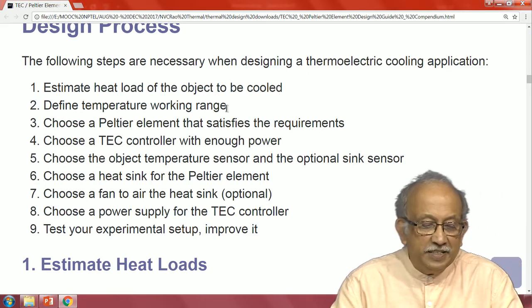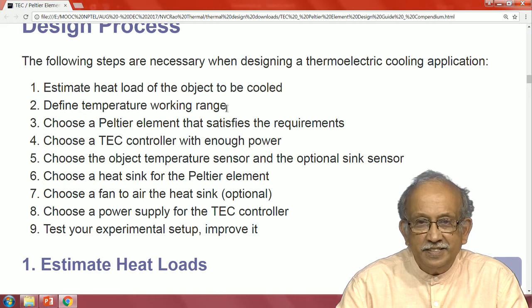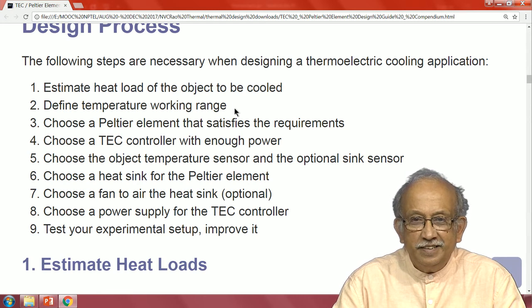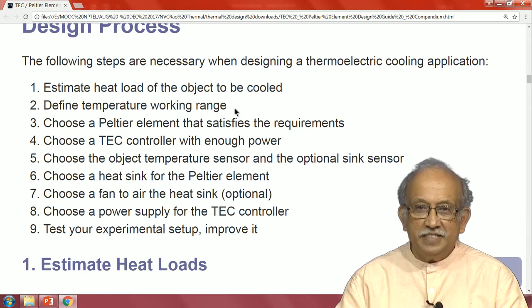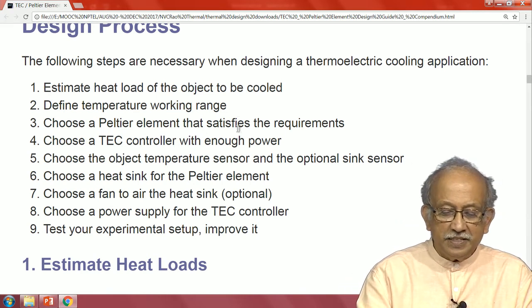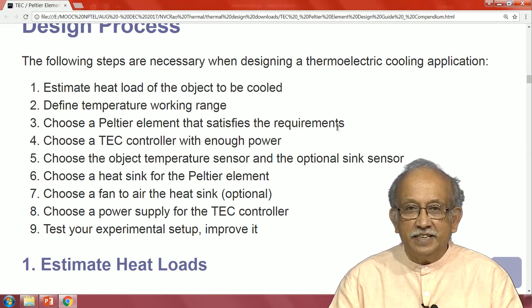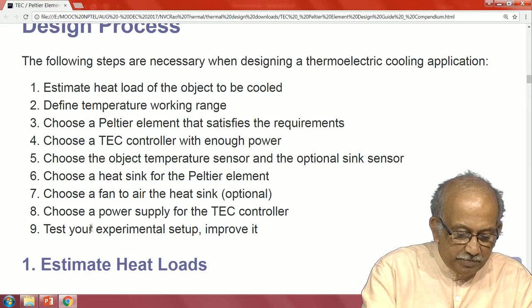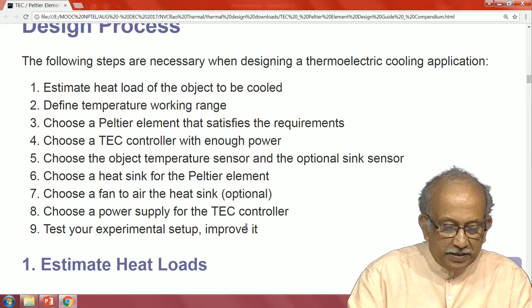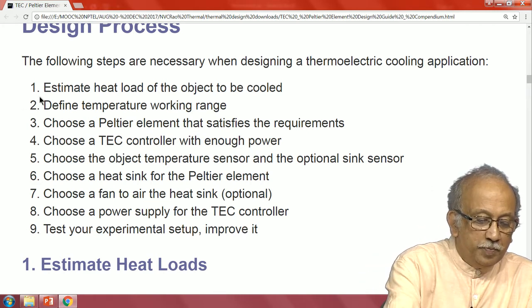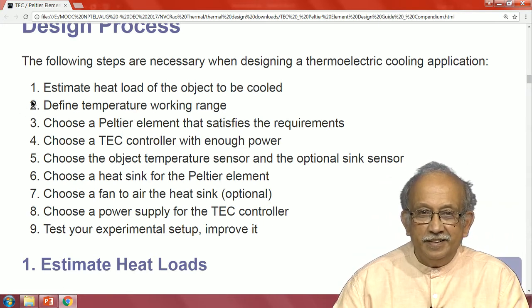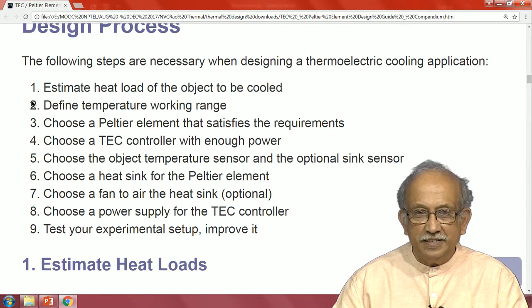Define the temperature working range, both the working ranges, that is the ambient with which you exchange the heat as well as the device which needs to be maintained. Choose an element that satisfies the requirements, easier said than done. Last step, test your experimental setup, prove it, loop until you get into a reasonably satisfactory thing.